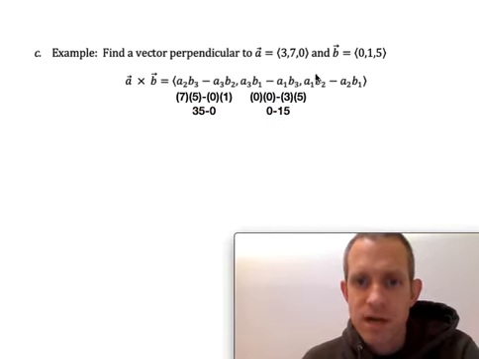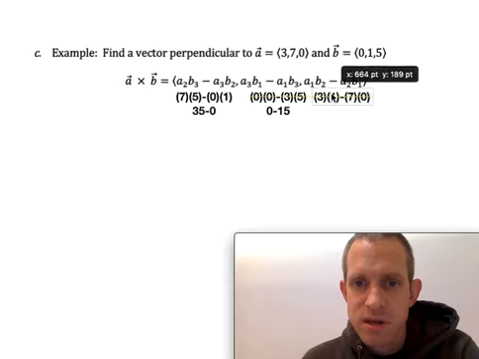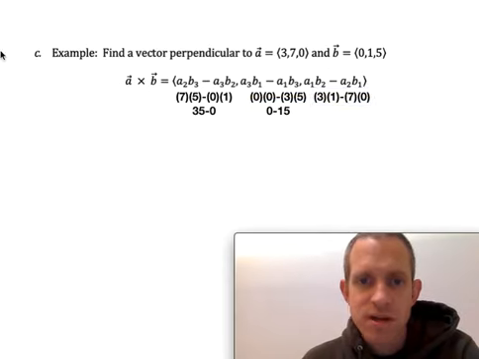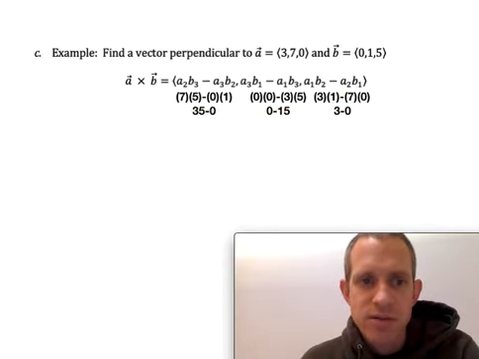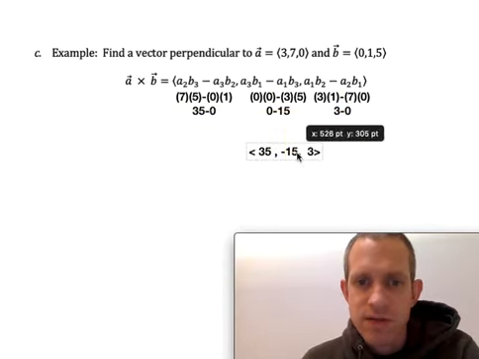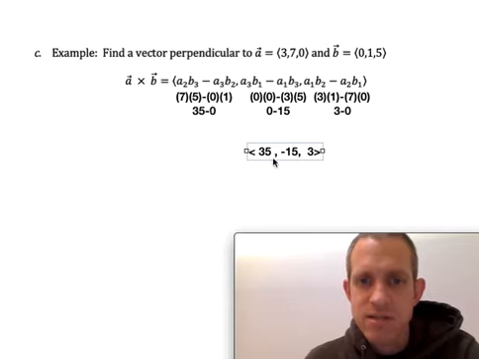And the third component, if you want to find it, you can hit pause and do it, or I'll bring it up in just a moment. That's 3 times 1 minus 7 times 0. And so 3 minus 0 is 3. And when you combine all those things together, final answer, A cross B, is this vector: 35, negative 15, and 3.